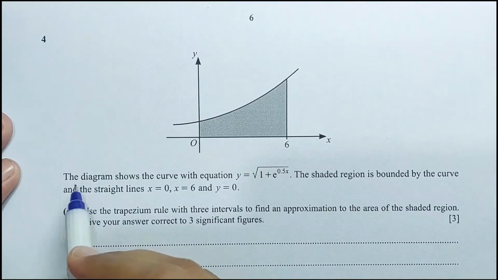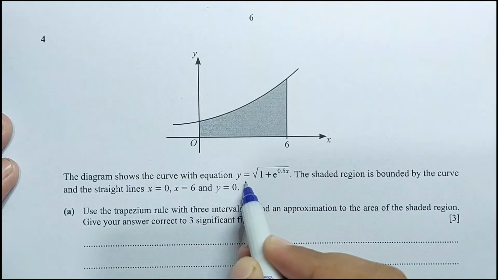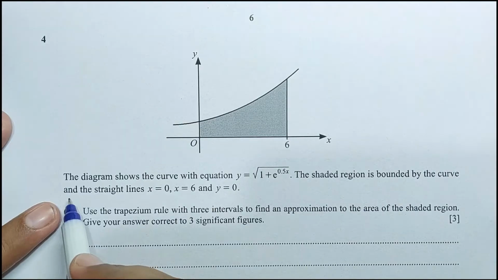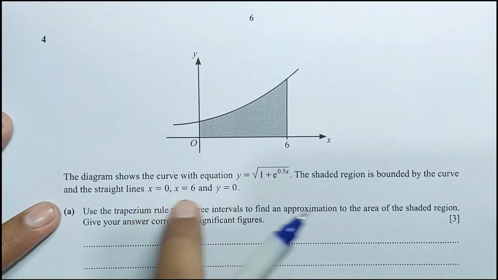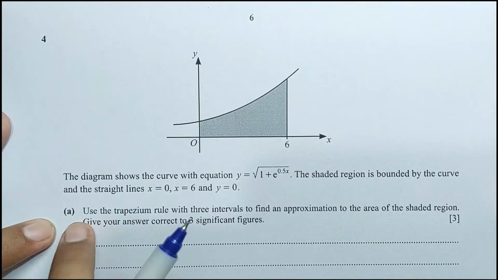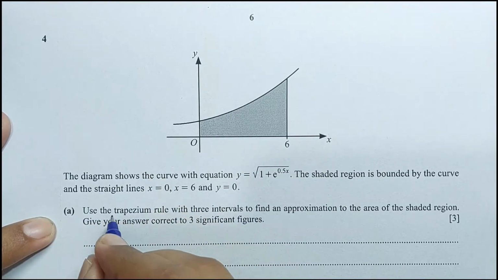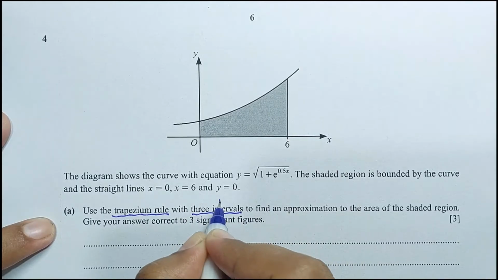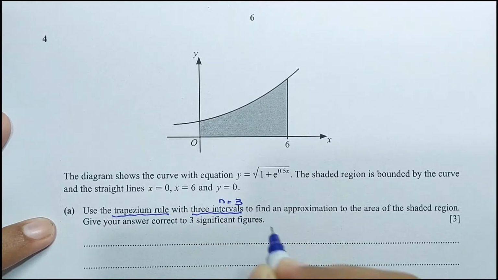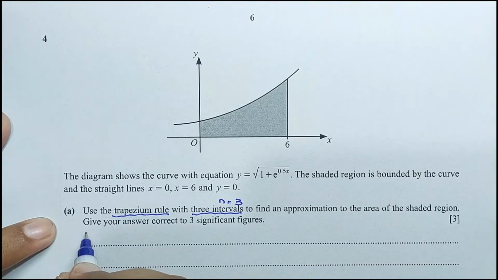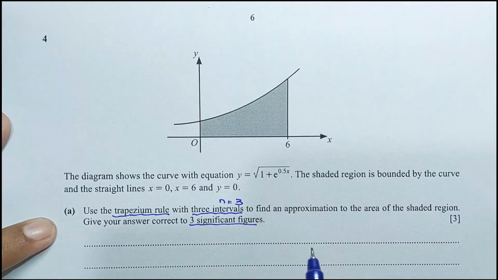Question number 4. The diagram shows the curve with equation y equals to this. The shaded region is bounded by the curve and the straight lines x equals 0, x equals 6, and y equals 0. Part A, use the trapezium rule with 3 intervals. 3 intervals means n should be equal to 3, to find an approximation to the area of the shaded region. Give your answer correct to 3 significant figures.